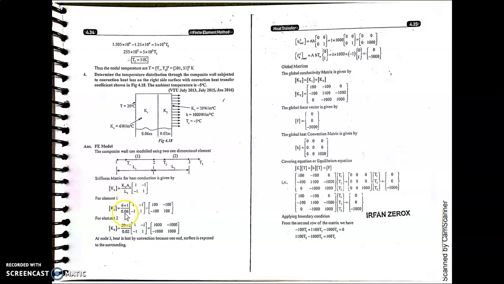So 6 into 1 divided by length 0.06 meter, times [1 -1; -1 1]. What you will get, 6 by 0.06 will be 100. So 100, -100, -100 and +100. Don't get confused that it is not a minus sign.